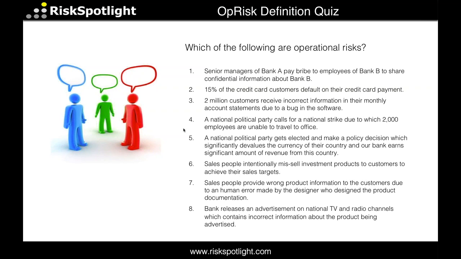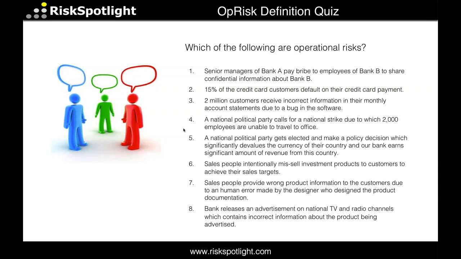Let's look at 6. So people have already gone to 7. Okay, so 6 is intentionally missell. Yeah, so that's a big topic, at least in UK over the last couple of years. 7th one, salespeople provide wrong product information to the customers due to human error. Yeah, so somebody, when they were writing that product documentation, there was an error. So we end up giving wrong information about our products to the customer.